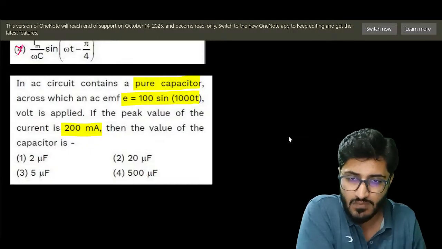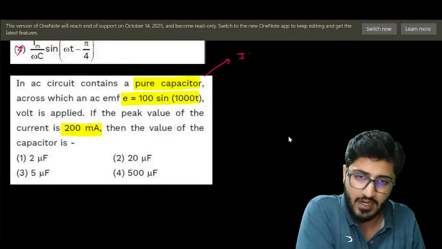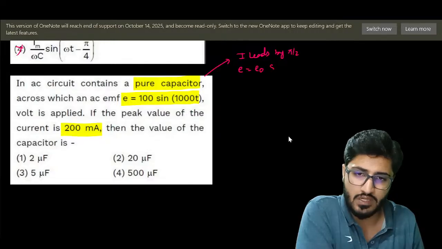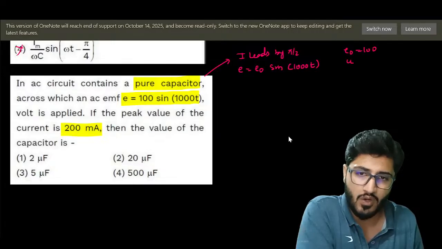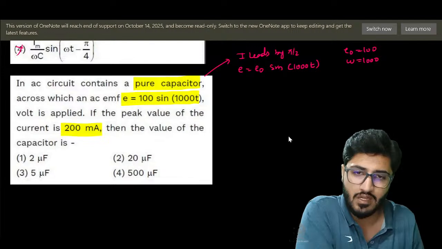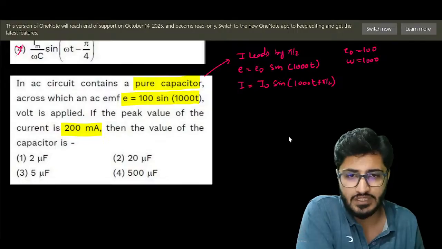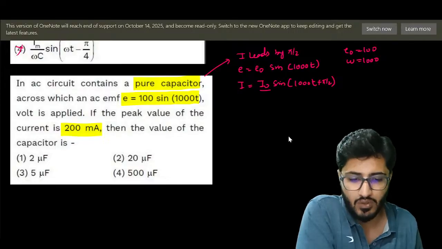Look now. Pure capacitor means current leads by pi by 2. So E equals E naught sine 1000 t. E naught is given as 100, and omega is equal to 1000. So I will be equal to I naught sine of 1000 t plus pi by 2. So I naught is given to us.